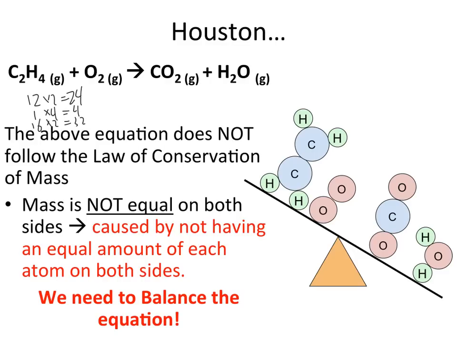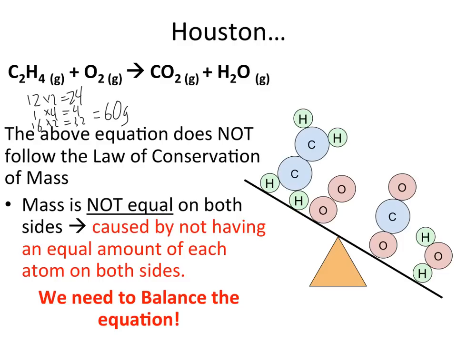So in this case, if I just do some quick math, I get 60 grams, if I'm not mistaken. Let me just check my math. 12 times 2 is 24. 1 times 4 is 4, so that's 28. 30, 40, 50, 16 times 2, 32. So we have 60 grams on our left side.